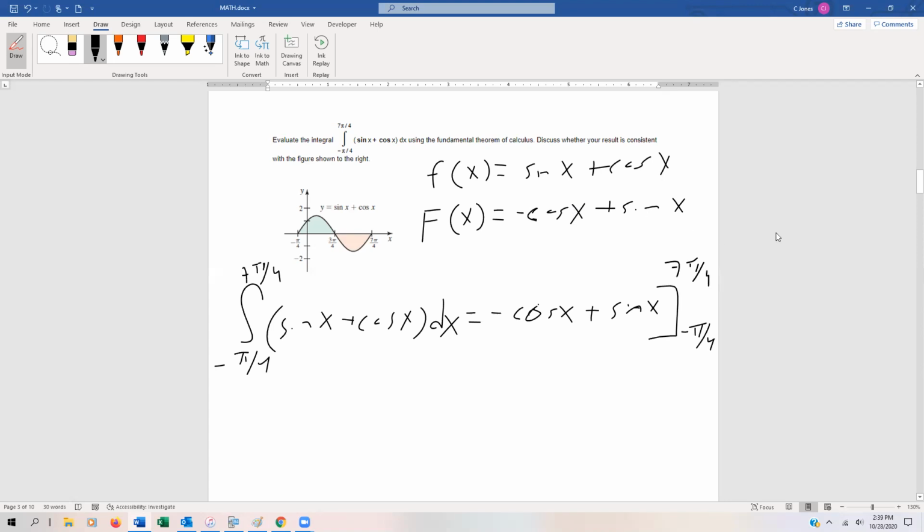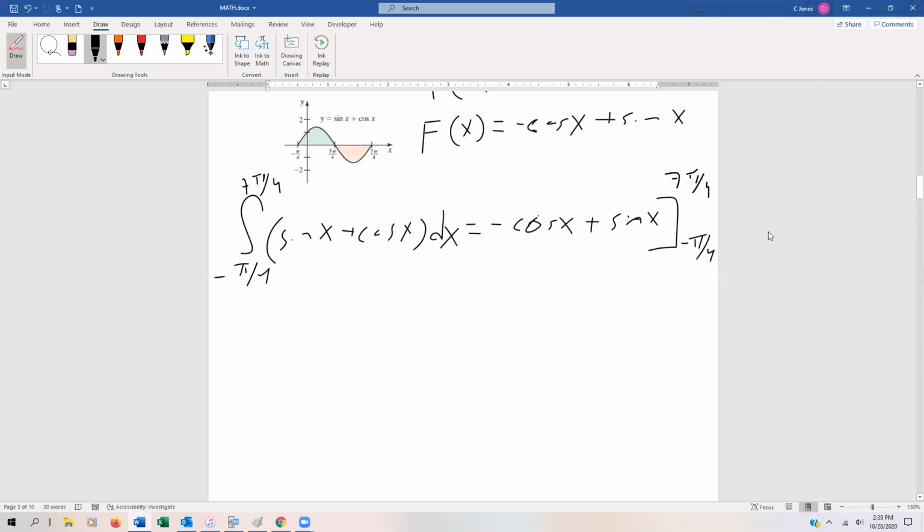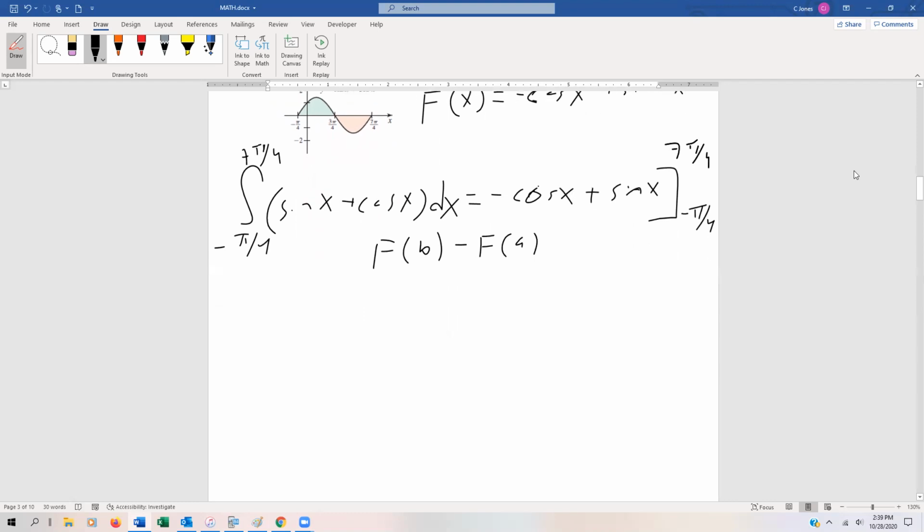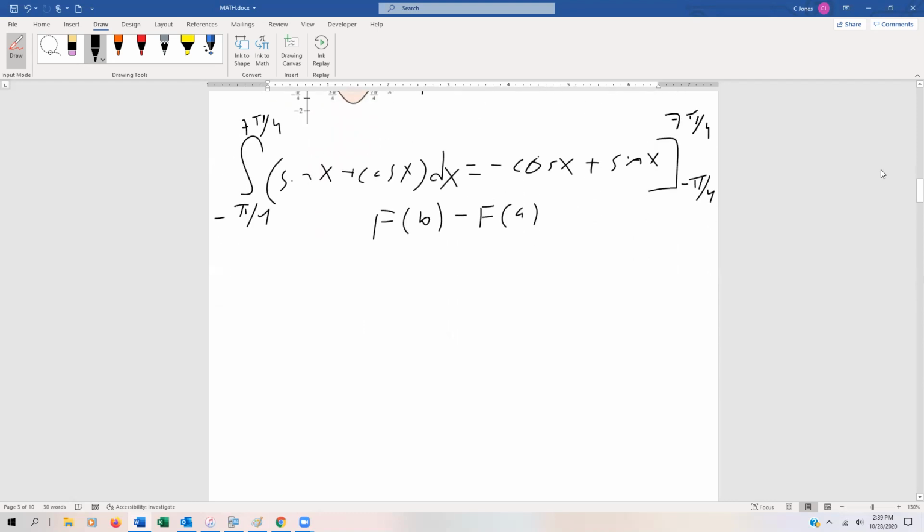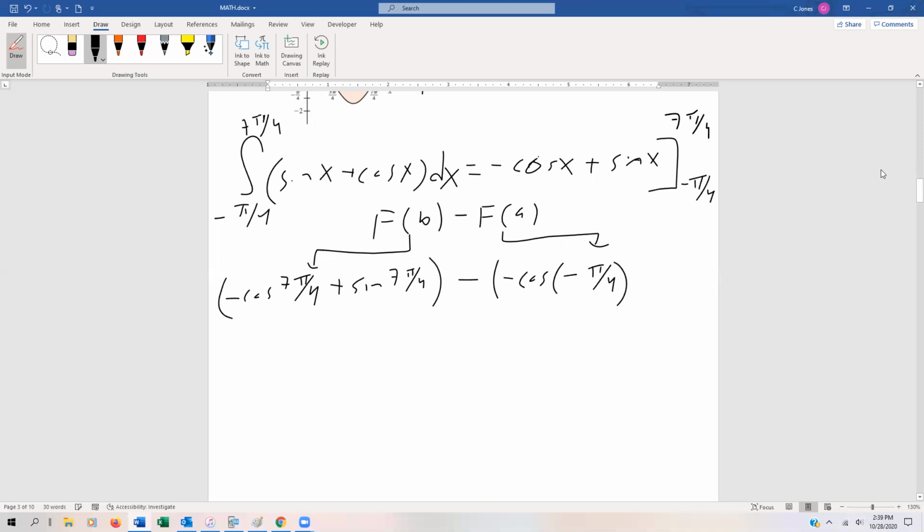All right, so now we just have to use the fundamental theorem of calculus, which says that we're going to take F at b and subtract F at a. And so what's that going to work out to be? Well, F at b means that we're going to substitute 7 pi fourths in. So that's going to be negative cos 7 pi fourths plus sine 7 pi fourths. F at a, we're just going to substitute negative pi fourths in. So that's the negative of cosine of negative pi fourths plus sine of minus pi fourths.